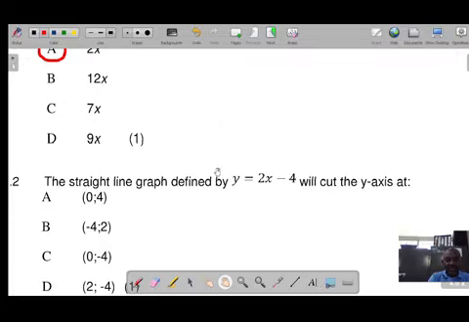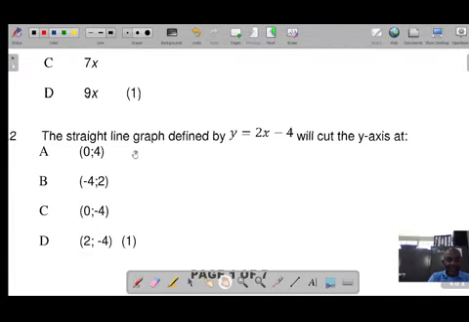Question 1.2 says that the straight line graph defined by y equals 2x minus 4 will cut the y-axis at... Let me say it again: the straight line graph defined by y equals 2x minus 4 will cut the y-axis at. Now this line is a straight line, like they've said.